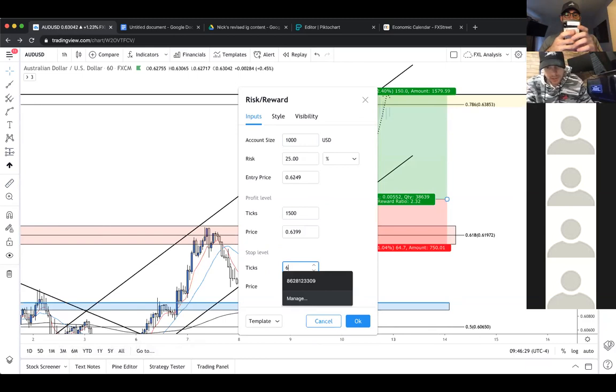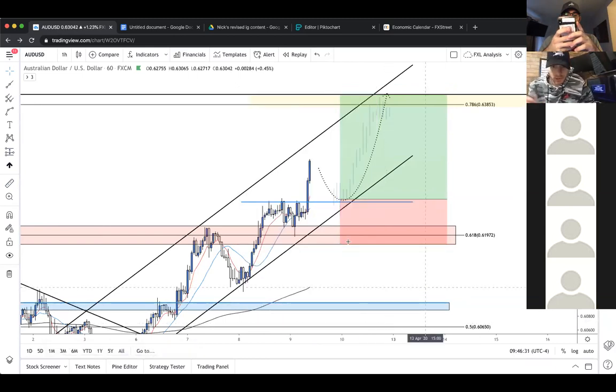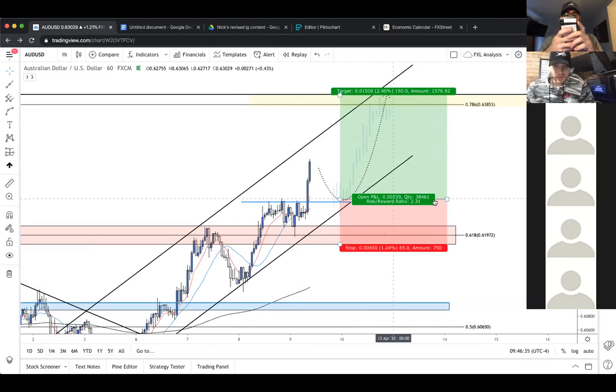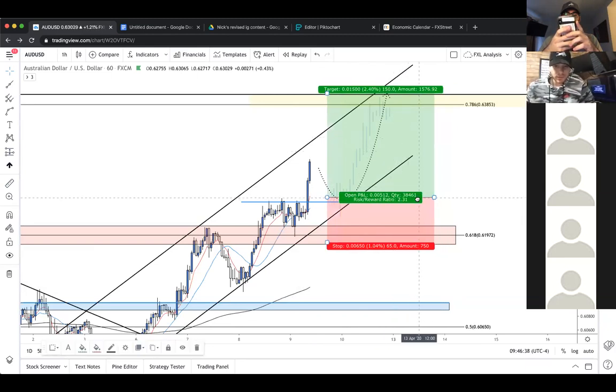If we're looking at the higher time frame, we're going to be risking 65 pips to get 150. This is a 2.3 risk reward. This is a great potential trade, right? We just want to see those confirmations, and then we're in.